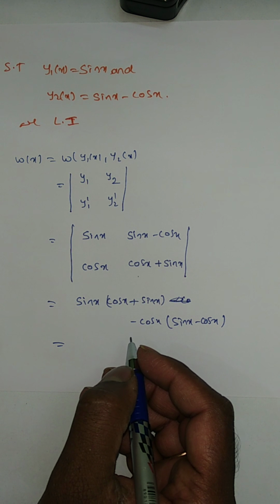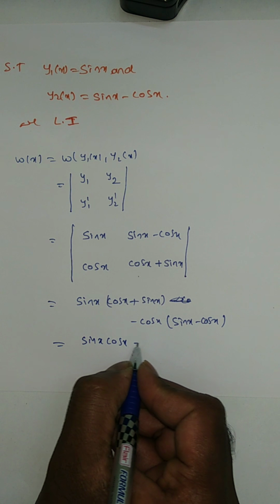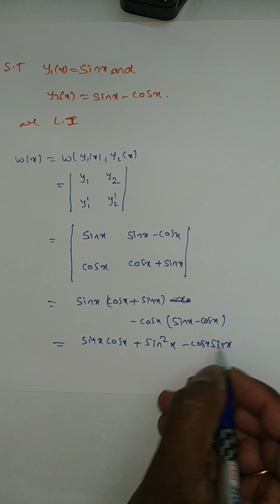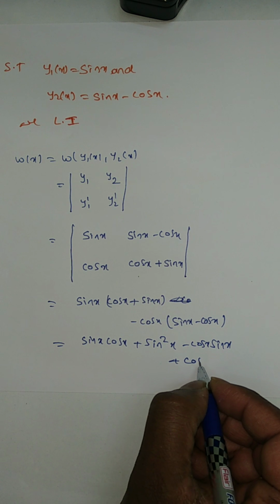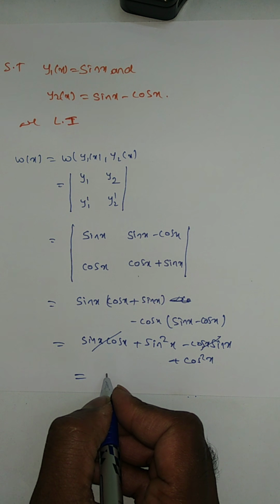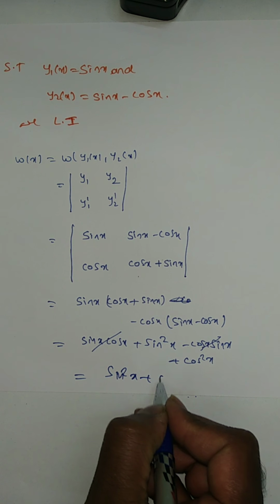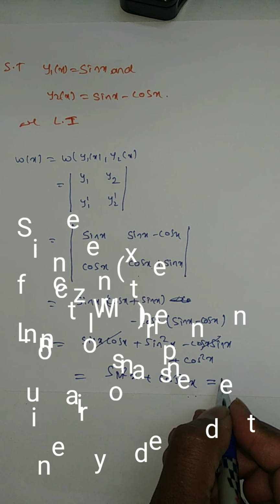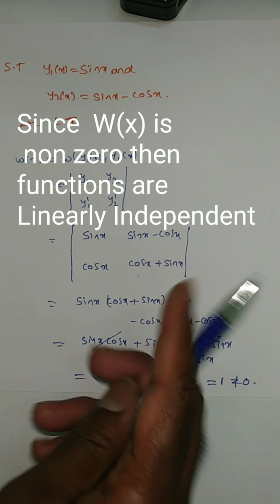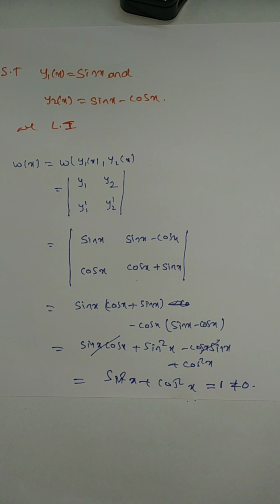Now this is equal to sin x cos x plus sin x into sin x, that means sin square x, minus cos x sin x, minus into minus plus cos square x. You see, sin x cos x both are getting cancelled. Then you will have sin square x plus cos square x. So you are getting 1, which is not equal to 0. So what we can say, the given functions y1 and y2 are linearly independent. One more problem we will do on this.